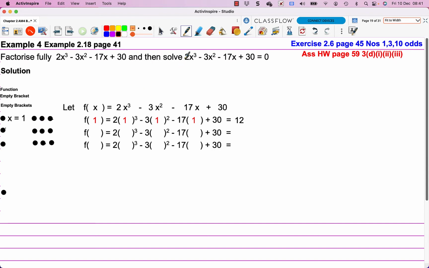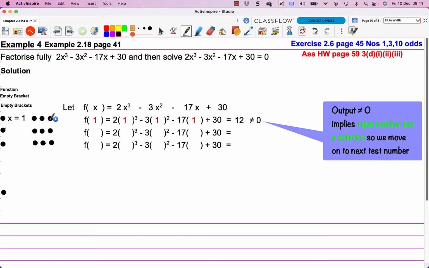Now, we know from the factor theorem that if x equals 1 is a solution to this equation, then the answer at the end has to be 0. Now, the answer is not 0. It is clearly not 0. So therefore, we can quite clearly say, because the output is not equal to 0, then the input number is not a solution. And if that's the case, we now need to guess again.